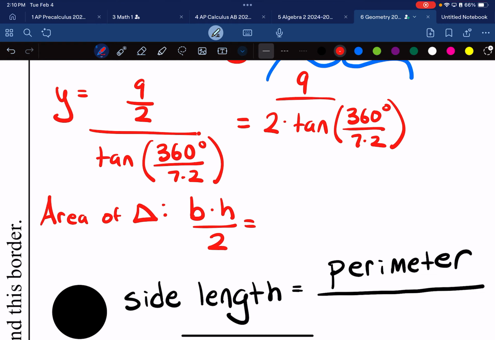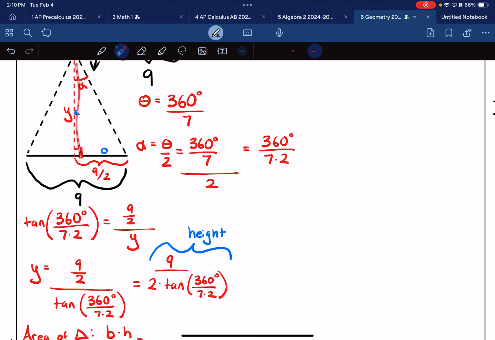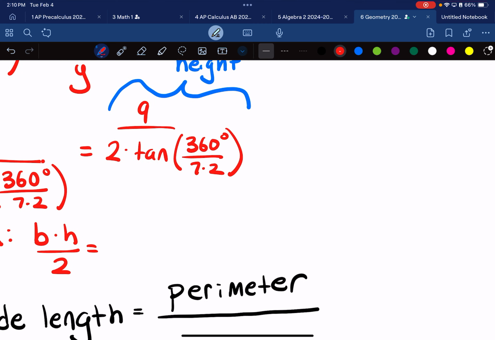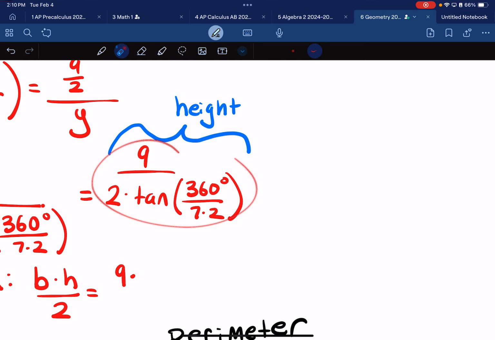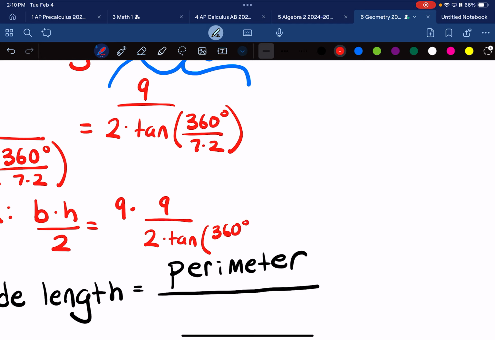We know that the base is still the base of the entire triangle, not just this half of the triangle, but the entire triangle has a base of 9. So I'm going to go ahead and rewrite 9 for our base, times our height. And I just wrote a note to myself, this is the height. So it's going to be times 9 all over 2 times tangent of 360 degrees divided by 7 times 2. Let me write that a little bit neater. 7 times 2.